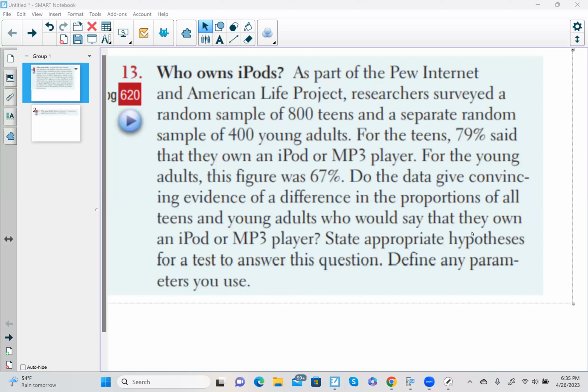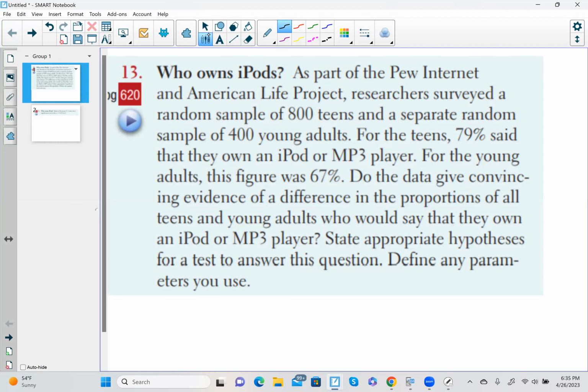Okay. So the key thing to realize in tonight's lesson is we're going to be comparing two different groups. And in this first case, we're going to be comparing the proportion of kids in one group to the proportion of adults in another. So let's take a look at it. Who owns iPods? That's the name of this question.